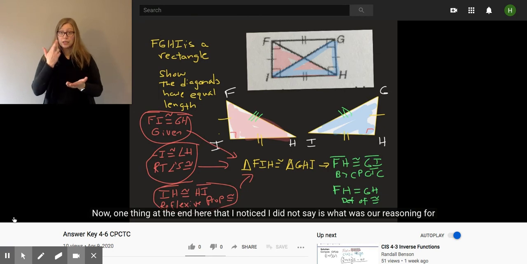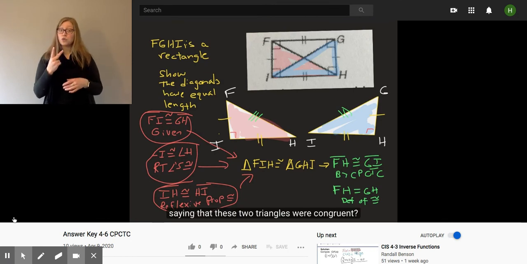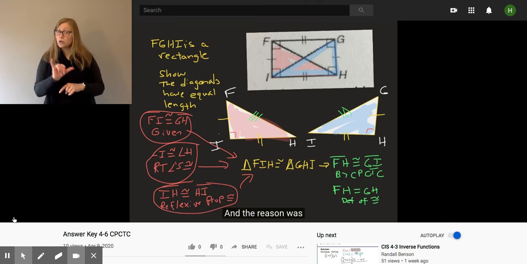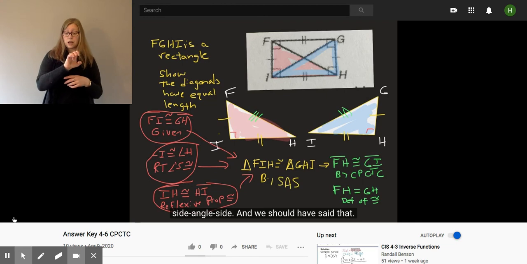Now, one thing at the end here that I noticed I did not say is what was our reasoning for saying that these two triangles were congruent? And the reason was by side, angle, side. And we should have said that.